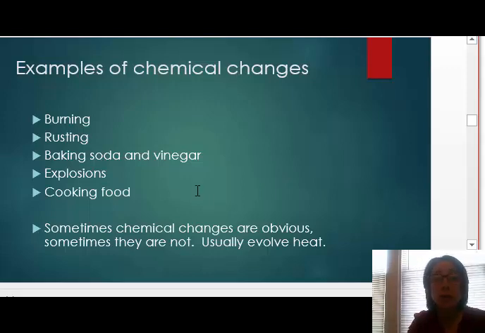Sometimes chemical reactions are obvious, like fire, and sometimes they are not, such as the dozens of chemical reactions that take place in your body. Most chemical reactions involve the evolution of heat.